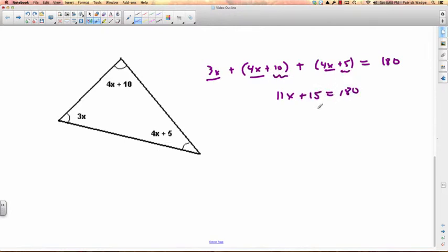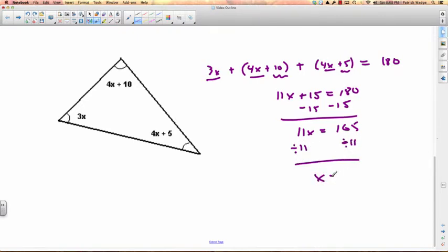11x equals 180, and subtract 15 from both sides, you get 11x equals 165. If you divide by 11 on both sides, 11 goes in evenly, actually, it's 15 degrees. So if the question asks you for what are the angles though, don't stop. None of the angles are 15 degrees, are they? No, this angle here is 3 times x, so it's 3 times 15. This angle is 45 degrees right here.